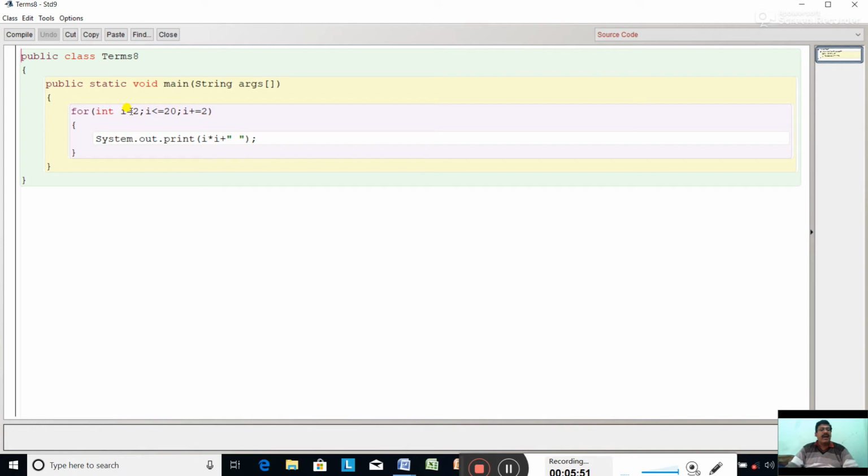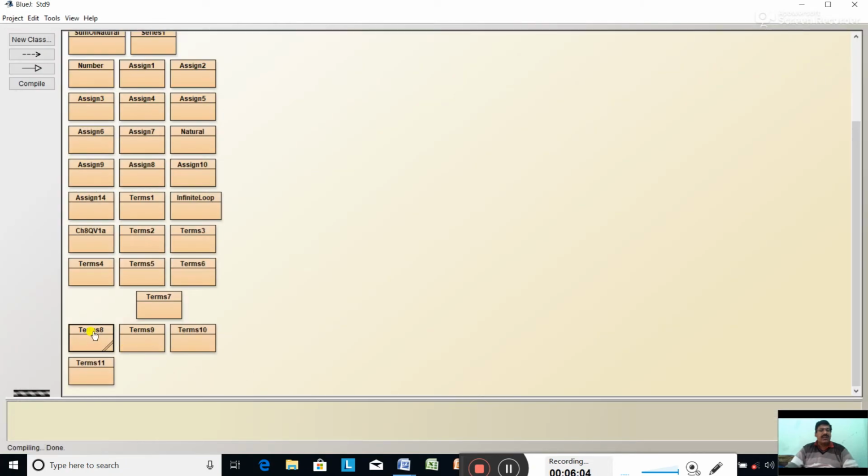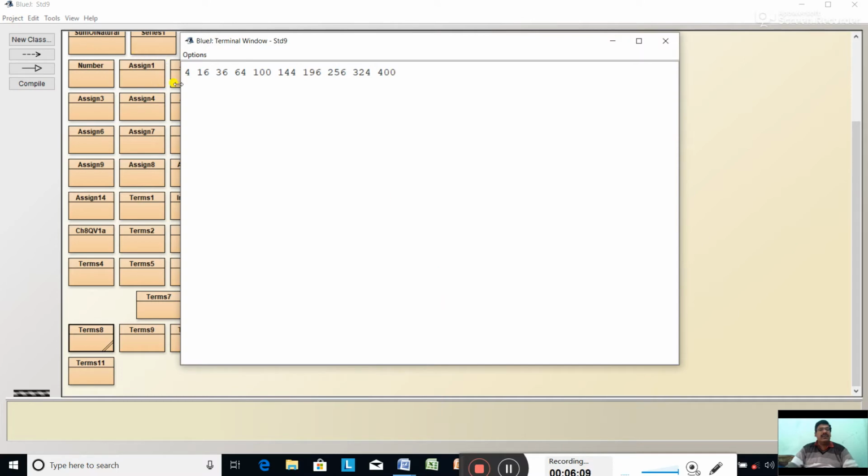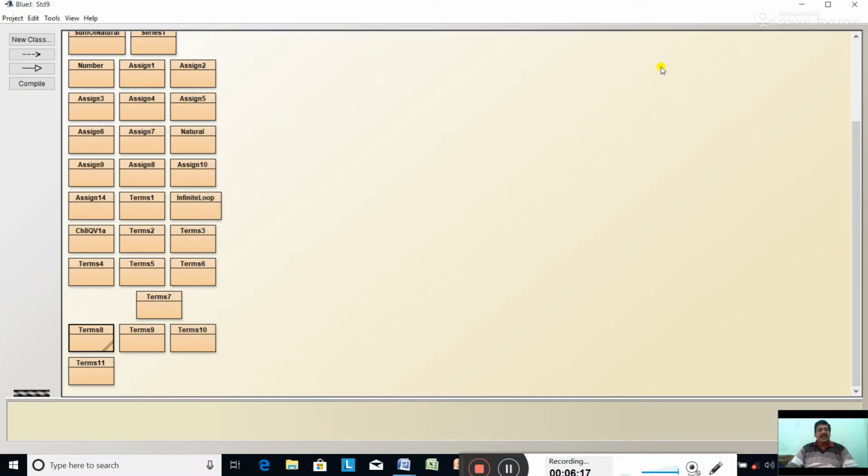See the program. int i = 2; i <= 20; i += 2. System.out.print i * i up to 20. Compile. No error. Get the output. And here the output is 4, 16, 36, 64, 100, 144, 196, 256, 324 up to 400. Okay.